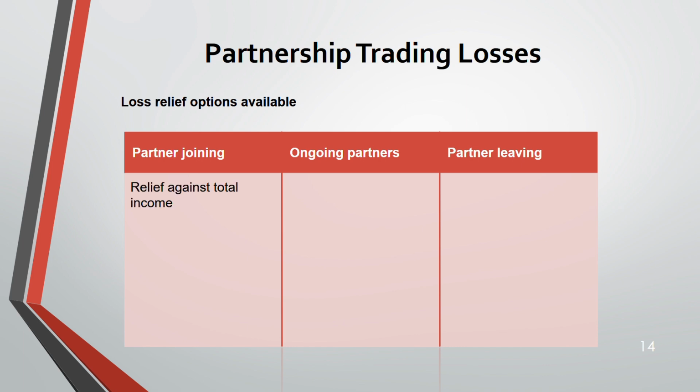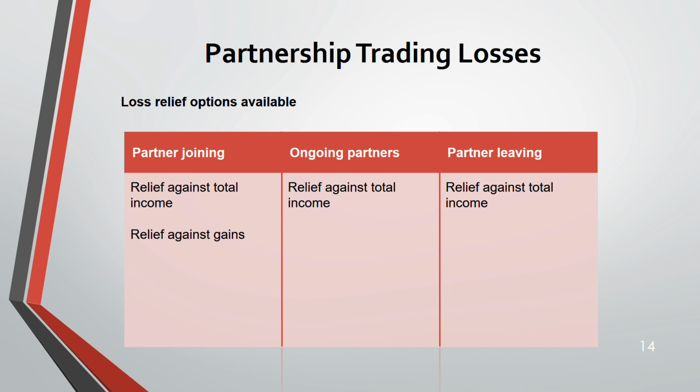First, this is very common: relief against total income. Relief against total income is there for ongoing partners as well, and also for partners leaving. So in all three situations, you can always relieve against total income. How it works, I've explained in lecture 3 and 4 of my ATX. All you need to do is go to my lecture 3 and 4. You can get it from the playlist of my ATX lectures. At the end of this video, the link is given.